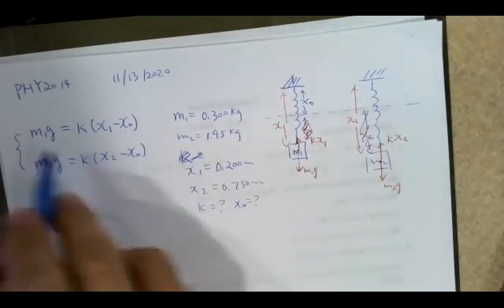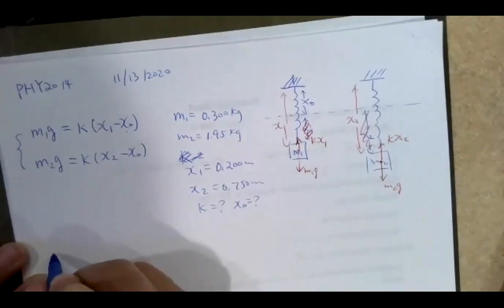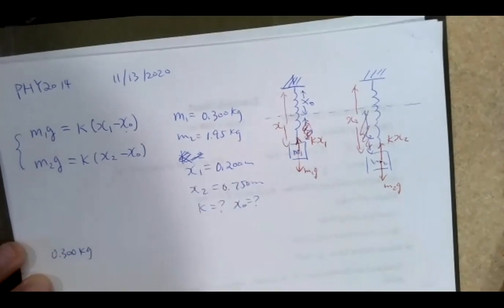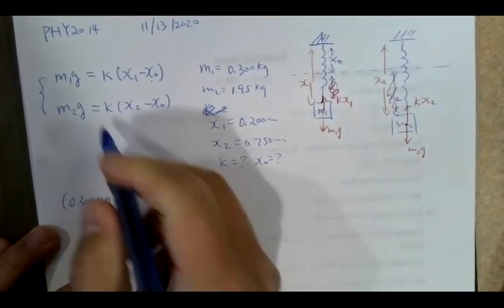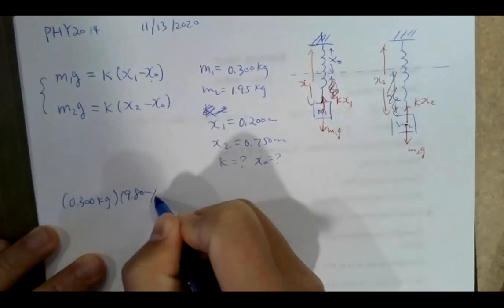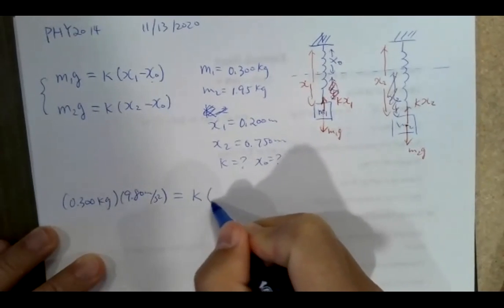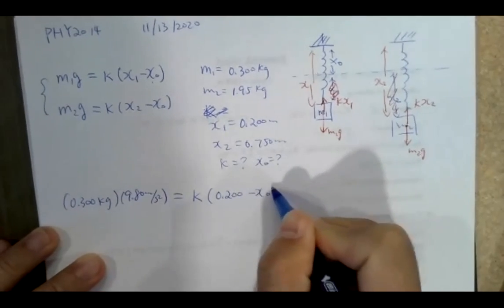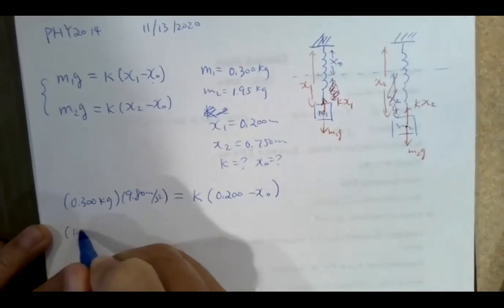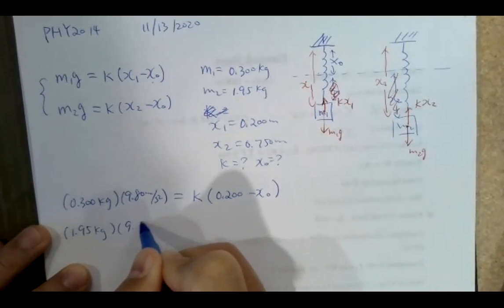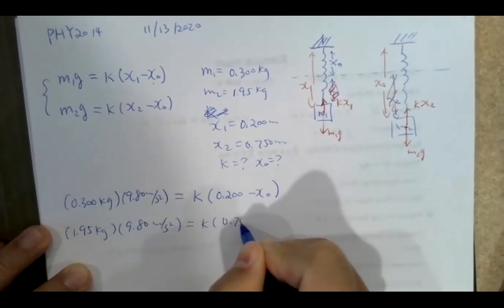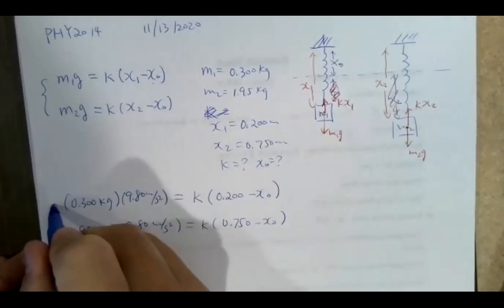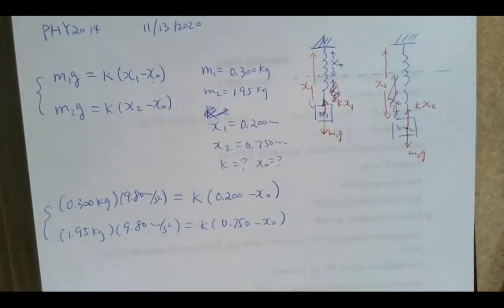We'll take the knowns into the equation here. So it becomes 0.300 kg times 9.8 meters per second squared equals k times (0.200 minus x naught). The second equation, you'll be plugging in 1.95 as m2, times 9.80 meters per second squared equals k times (0.750 minus x naught). So then you can solve for both k and x naught.